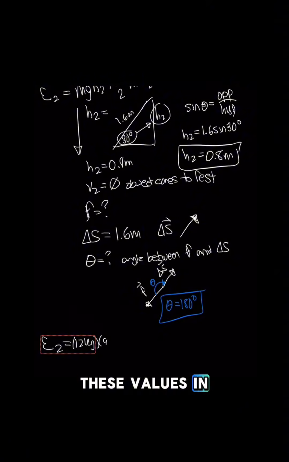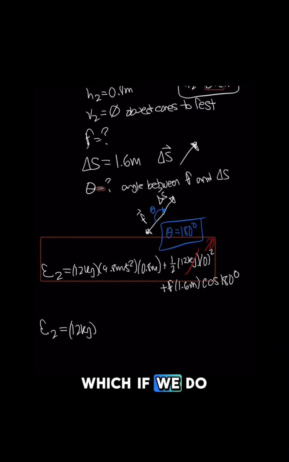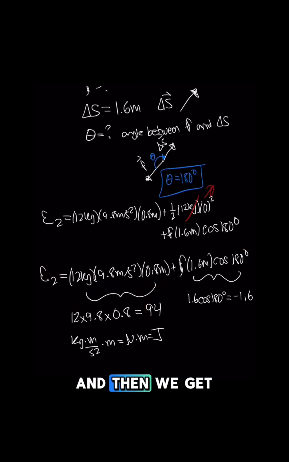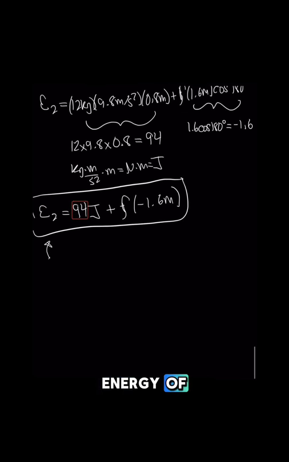So we can plug all these values in, and then we can cancel out the 0 term, which if we do that, we get this, and then we can compute the amplitudes in units of the left term and the right term, and then we get this expression here for the final energy of the system.